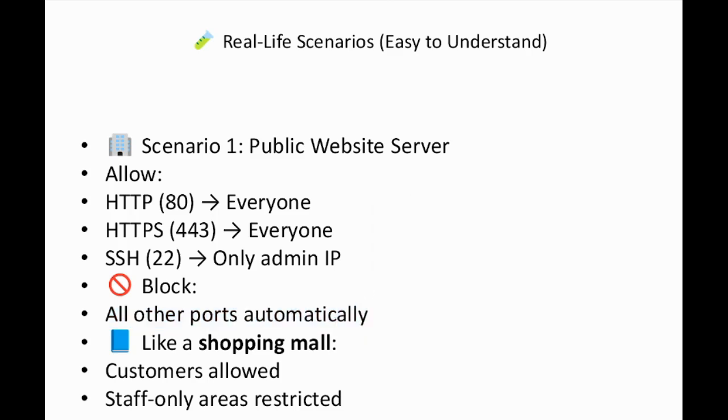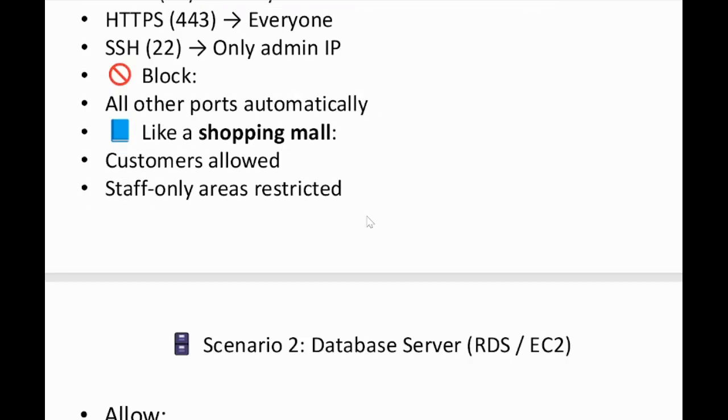Like a shopping mall, customers are allowed, but the staff-only area is restricted. So in this way you can understand. These are all allowed and all other ports are automatically blocked. So this is the first scenario, the public website server.